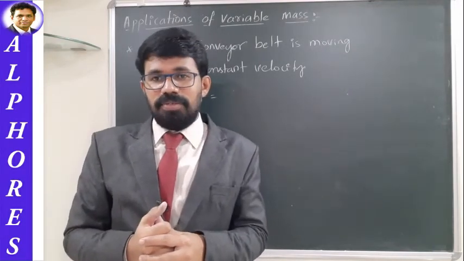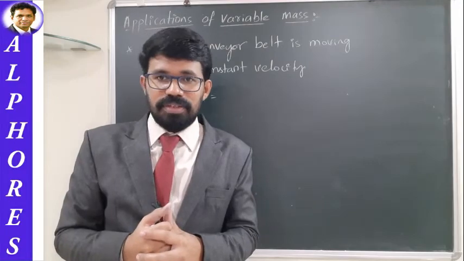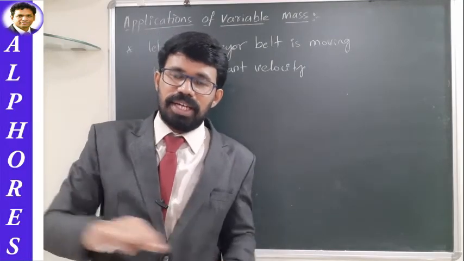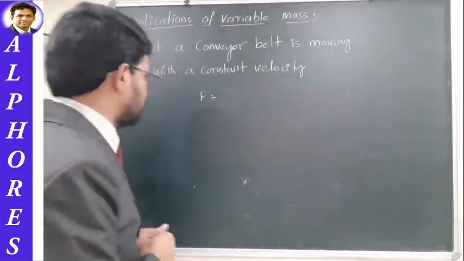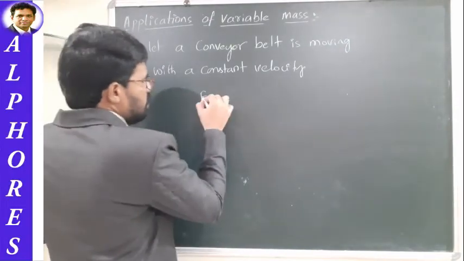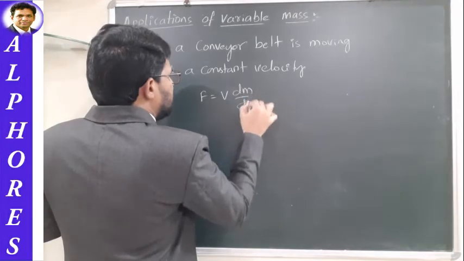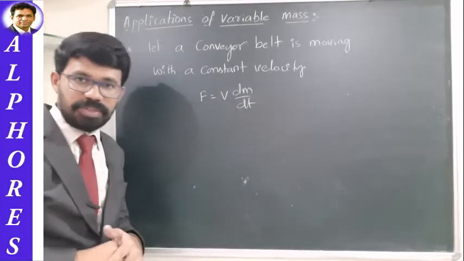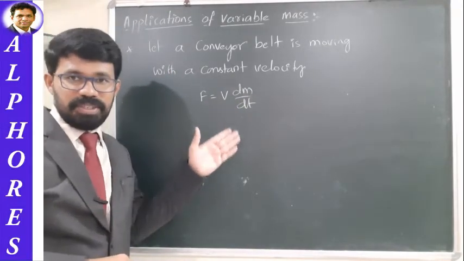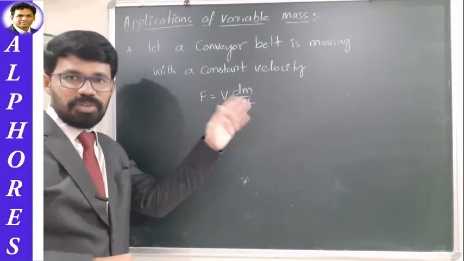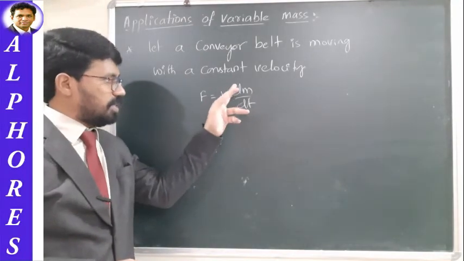It means always the machine has to create an extra force to make sure that the conveyor belt maintains the same constant velocity. So in this case, the force expression can be written like this: F is equal to V into dm by dt. This is from Newton's second law of motion. F is equal to dp by dt. P is written as mv. V is constant, so it was brought outside. So you are having dm by dt.